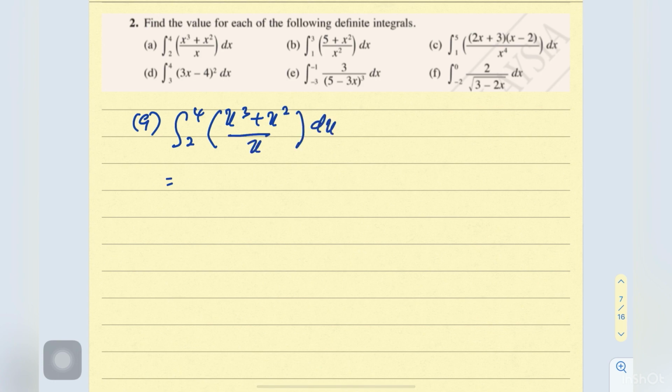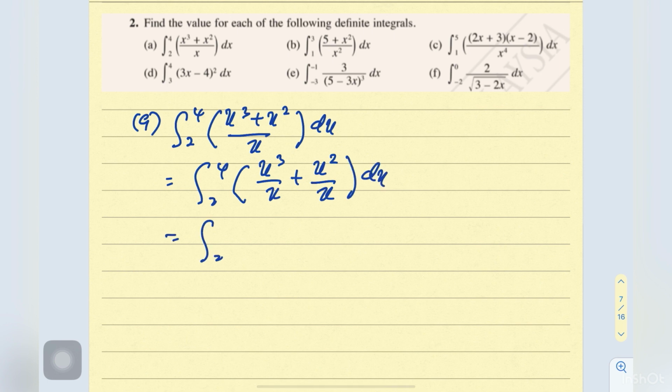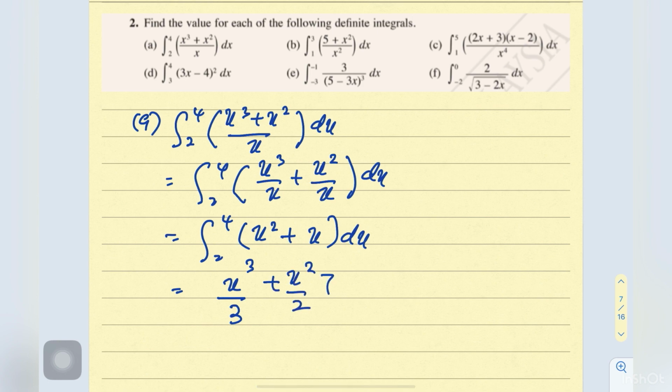Okay, so we simplify each term, we divide by x. So 4x cubed over x plus x squared over x. This one becomes 4x squared plus x. Then you integrate one by one. This one we have 4x cubed over 3 plus x squared over 2.